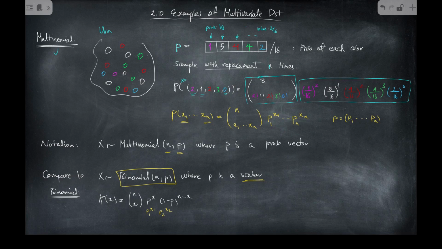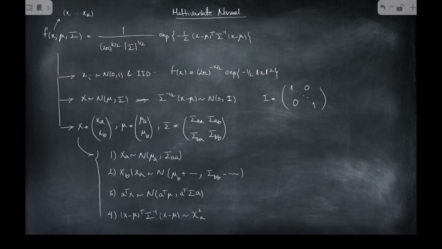Okay, but you have this relationship between P1 and P2 because they need to sum up to 1, and you have x1 plus x2 equals x. So because of that, you can simplify it and write it this way. So basically, multinomial is a generalization of binomial distribution.